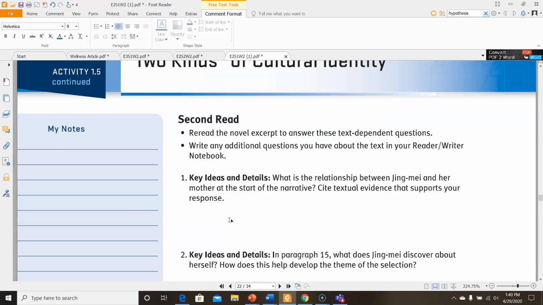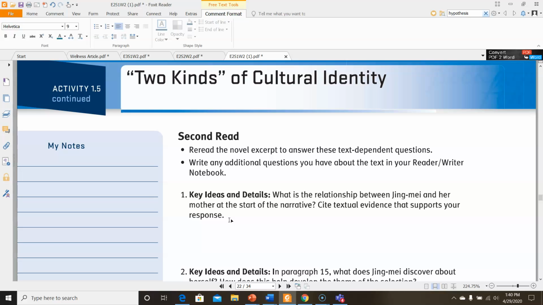Alright, so now that we're at the questions, if you are down here, then you should have gone through all of the chunks by now. Let's go ahead and answer them. What is the relationship between Jing Mei and her mother at the start of the narrative? So remember what we talked about. How did Jing Mei and her mother feel about each other at the beginning of the narrative? And then cite textual evidence that supports your response.